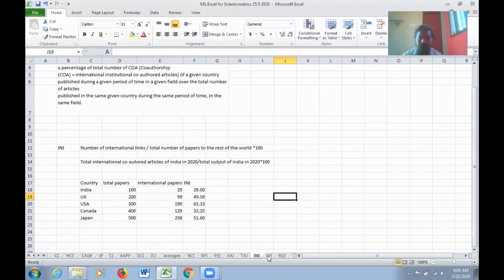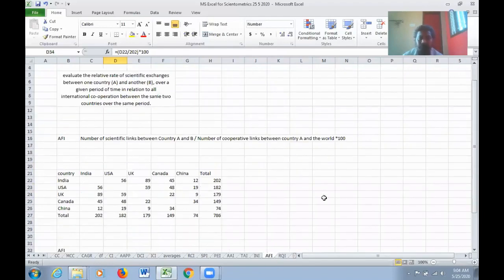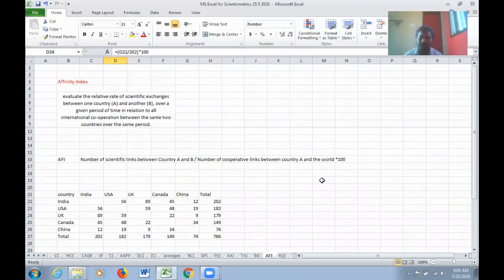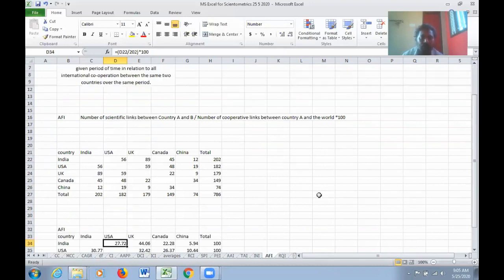Okay, fine. Let me go to the next one, affinity index. It tells you what is the affinity between countries. So what is the affinity between my country, India, and USA, India and UK, India and Canada, India and China, in respect of publications in a chosen field. If you take a particular field of study, how many papers are contributed by India, joining hands with UK, USA, Canada, Sri Lanka. So to what extent there is an affinity between the countries in terms of publications. So affinity index is very simple to calculate.